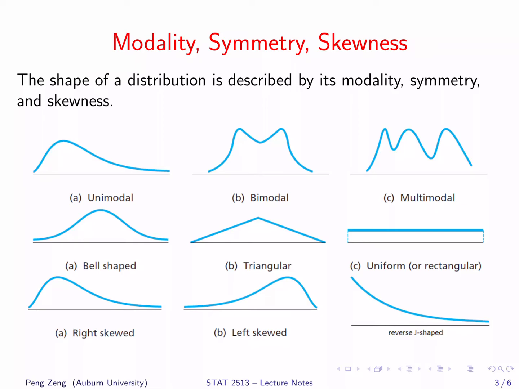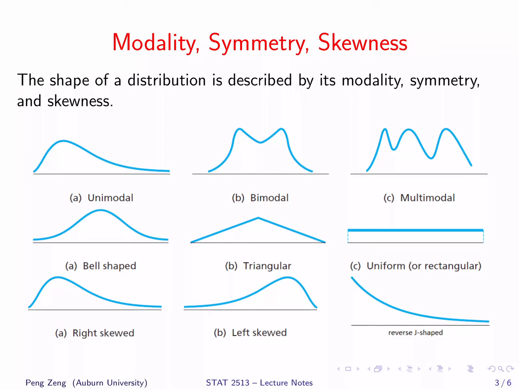The second row shows some common shapes for symmetric distribution. The first one is bell-shaped. It is a common shape in practice. The second one is triangular shape. The last one is uniform, or a rectangular shape.